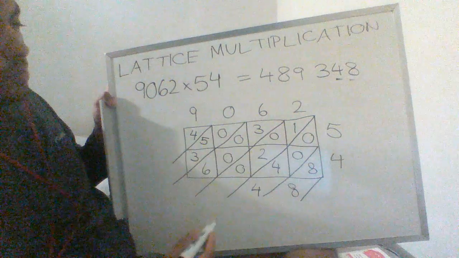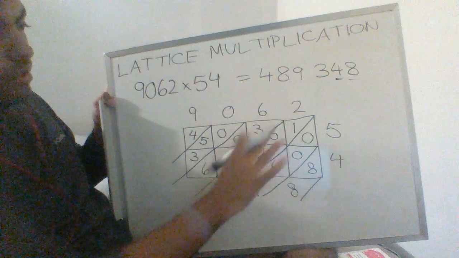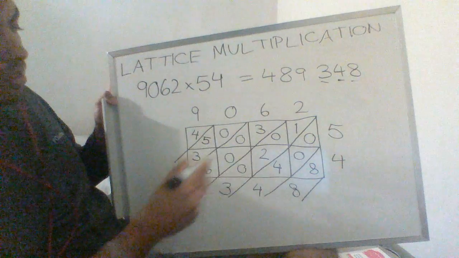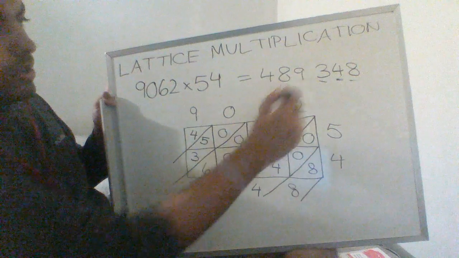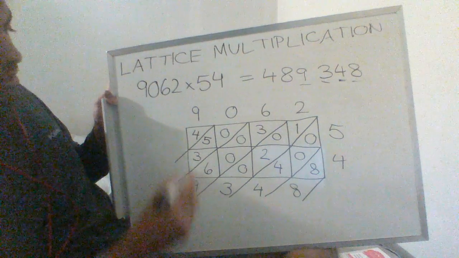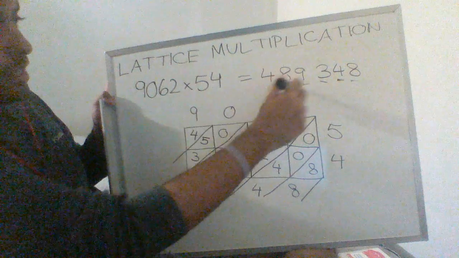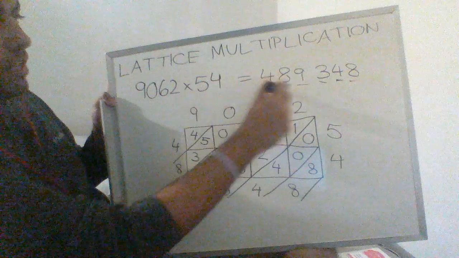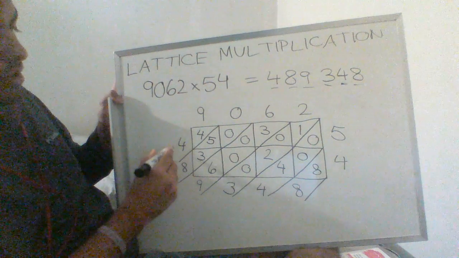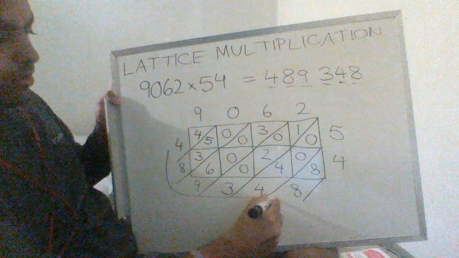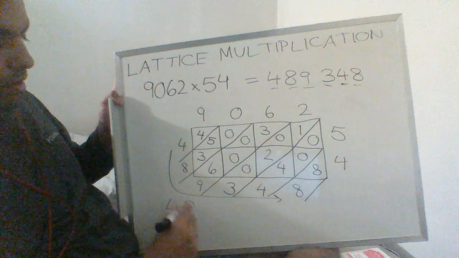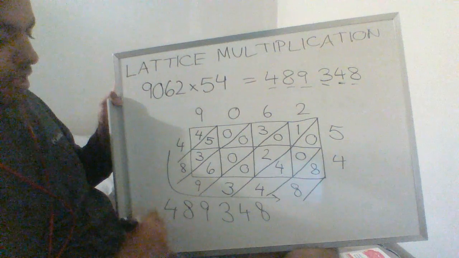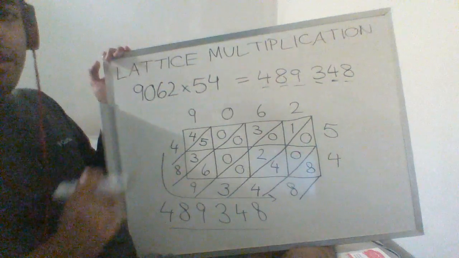Now we've got 2 plus 1, which is 3, in this third diagonal right here, and that matches as well. Then we've got 3 plus 6 is 9, which matches that. Then we've got 5 plus 3, which is 8, which matches the one up there. And then lastly, we've got this 4 sitting by itself, which matches that right there. So if you just read your answer from up here, down and around to over there, you get 489,348 as your final answer, which matches what we got in long multiplication.